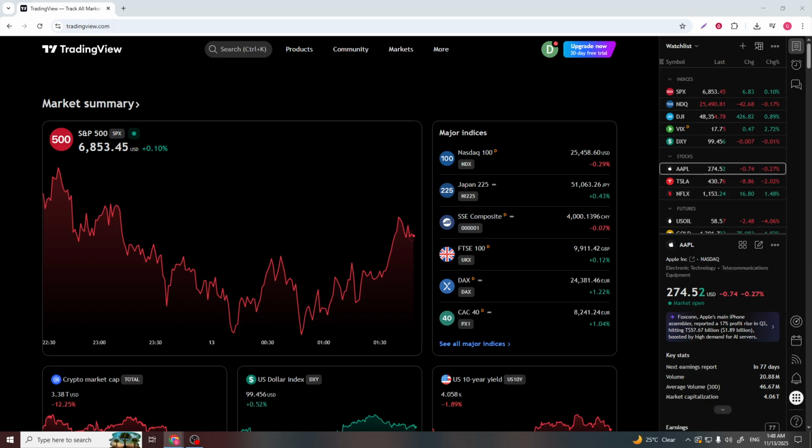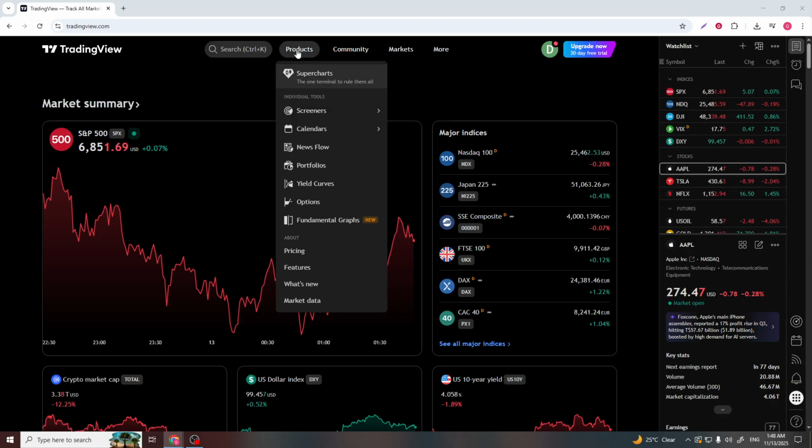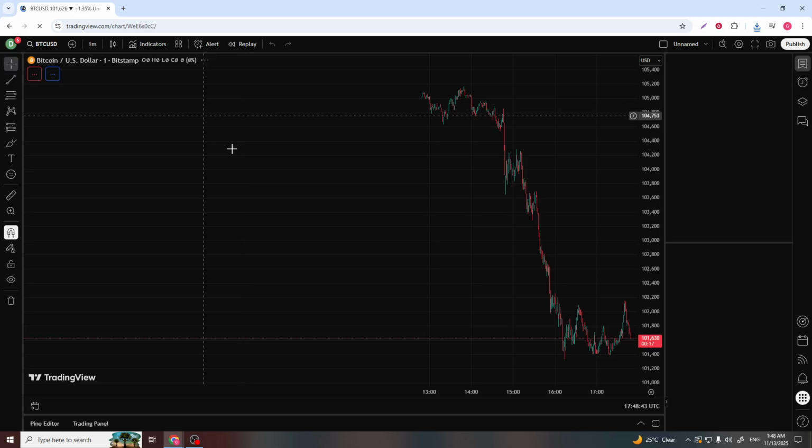charts in Tradingview. First, open up your web browser and head over to Tradingview's website. Tradingview is a widely used platform that offers a variety of tools for traders to analyze financial markets. Once you're on the main page, you'll want to look for the Super Charts option. This is where you'll find your detailed charting tools.